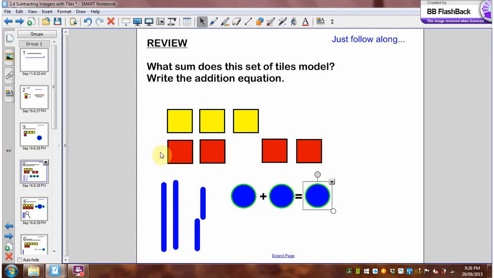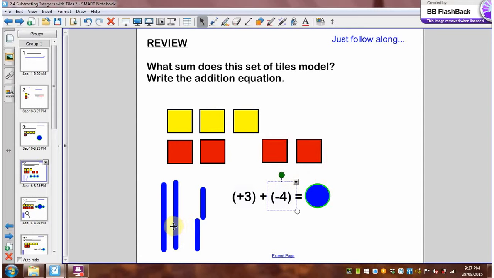We're going to do it step by step together now. So what do we have? We want to write the addition equation and answer it. So we have 1, 2, 3 yellow tiles, so positive 3. So we're going to have positive 3 plus, we have 1, 2, 3, 4 negative tiles, or red tiles. So that's positive 3 plus negative 4. So what does that give us?